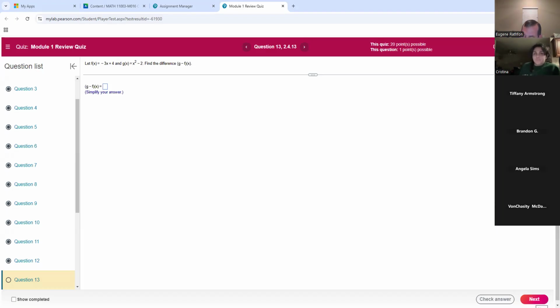All right, what's this one want? G minus f of x. So y'all, let's see. F of x is negative 3x plus 4. G of x is x cubed minus 2. All right, so we got that written down. Let's go see what y'all do with this.